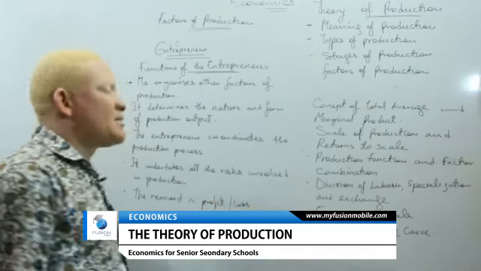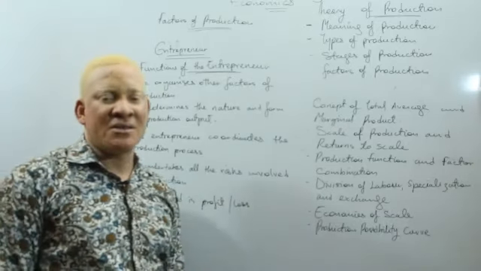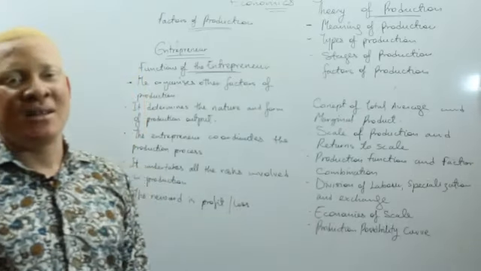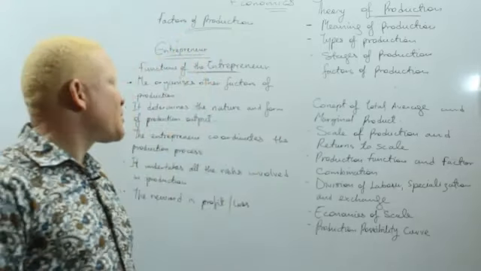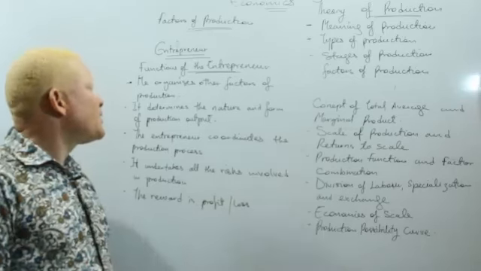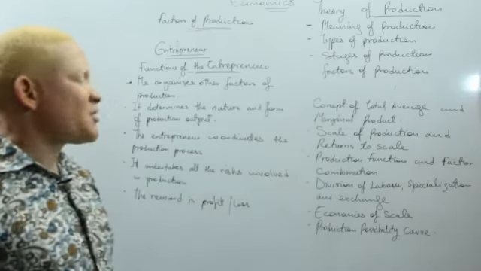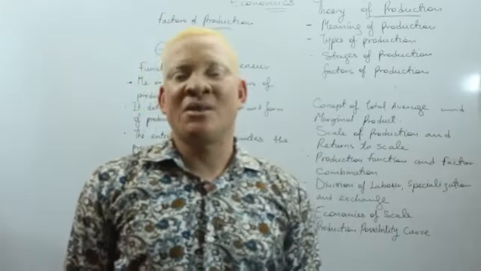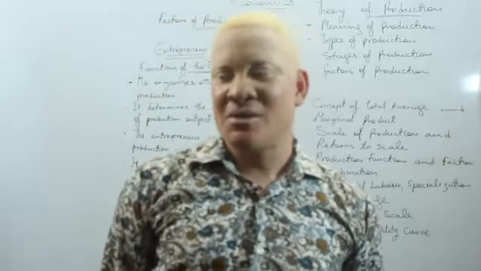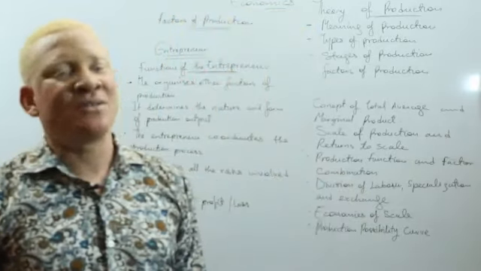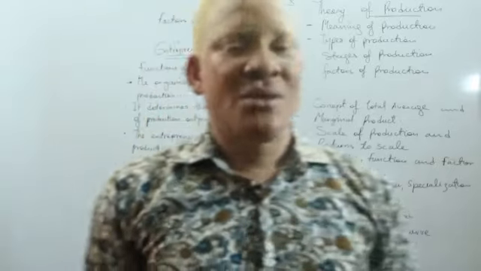Now, because he's the brain behind the production process, he organizes other factors of production, makes sure that they are all present and combined in the right proportion for production. Then he determines the nature and form of production output. That is what comes out, what will be the nature of the final product that will be served to the consumers. He determines what the quality and the nature would be.